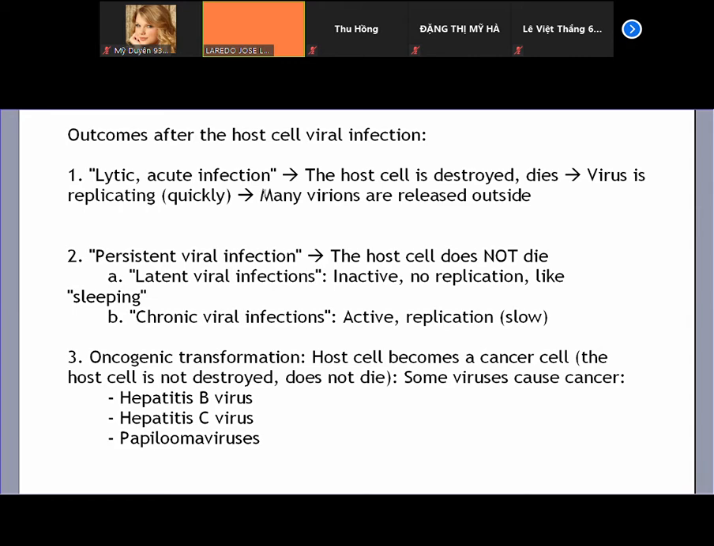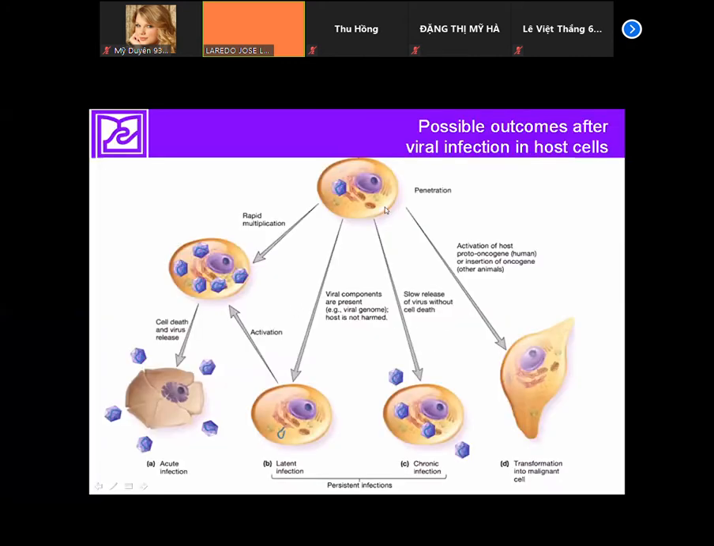So we go back to the PowerPoint. So look, these are the outcomes. Acute lytic infection, the host cell is destroyed. Latent infection, the host cell is not destroyed. And the virus is inactive without replication. And finally, sorry, not finally, chronic infections, persistent infections where the virus is replicating but very slowly. And finally, oncogenic transformation, okay, cancer cells.